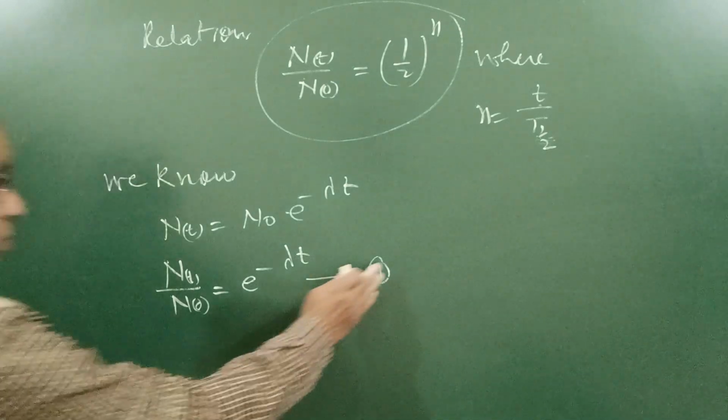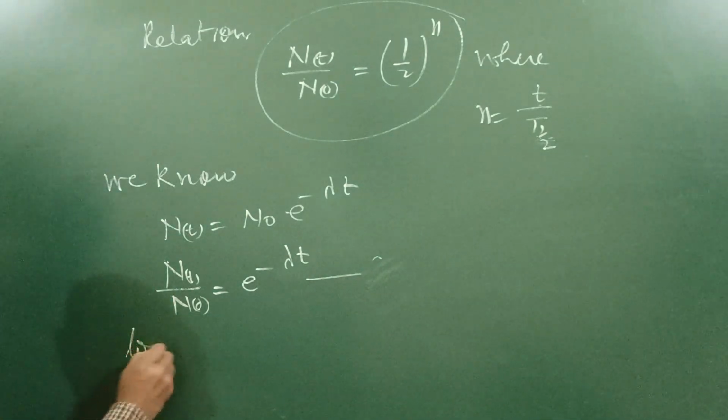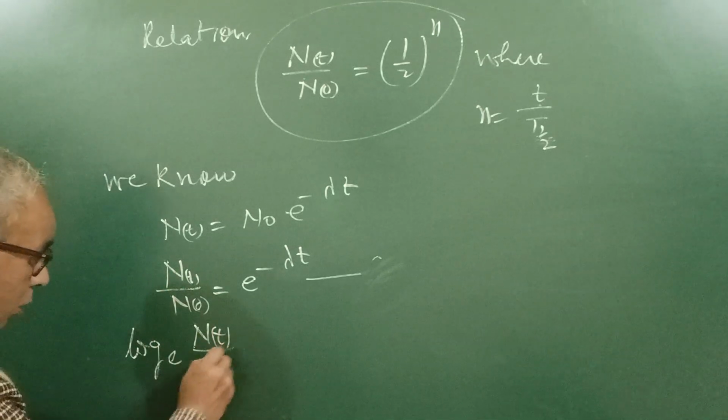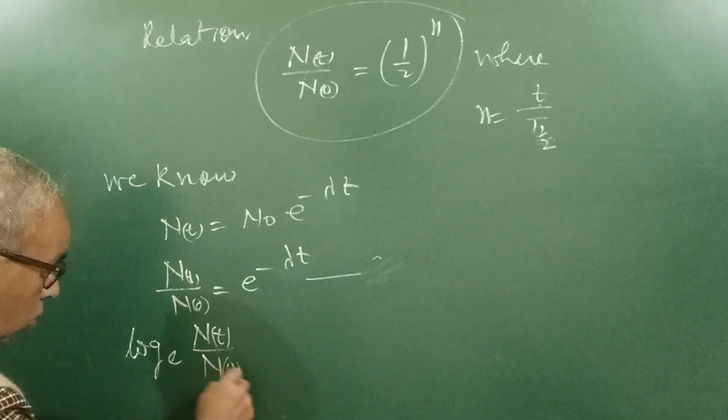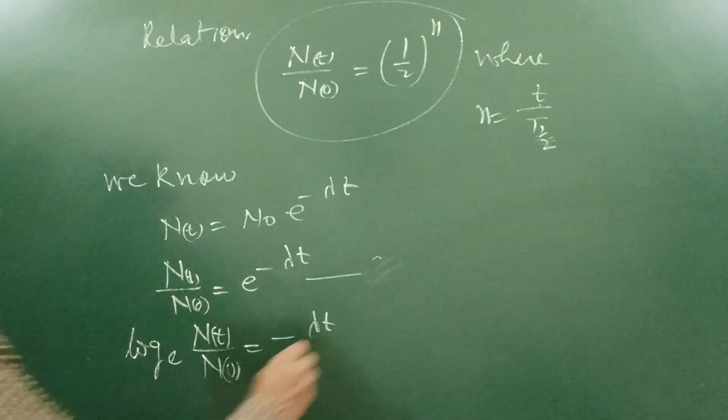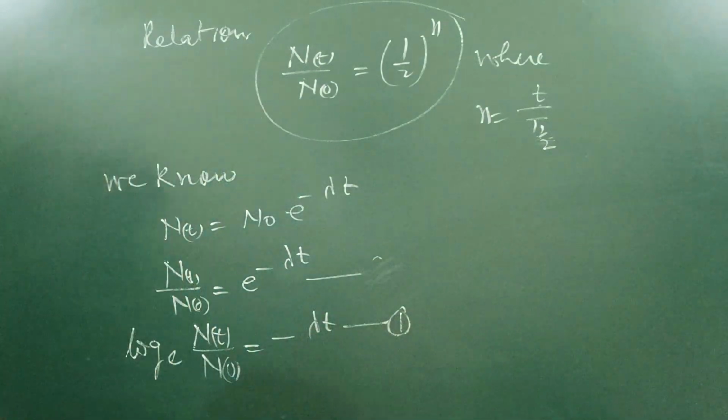Or log of e on log of Nt upon N0 on base is equal to minus lambda t. Now this is equation 1.